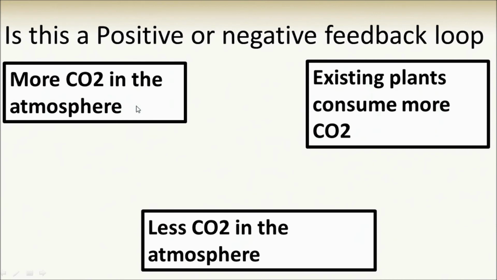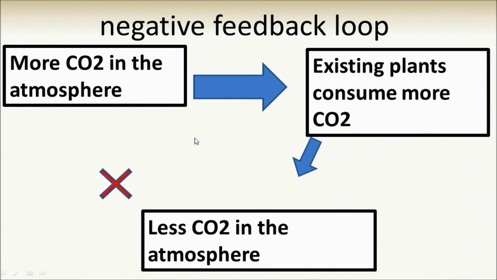So let's do a quick check for understanding. Is this a positive or negative feedback loop? So take a second, decide, do you think it's going to be positive or negative now? Did you get it? This was actually a negative feedback loop, and it might be a little easier if I put arrows in to show that. So you can see more CO2 leads to existing plants consuming more CO2, but that means there's less CO2 in the atmosphere, and it wouldn't lead to more CO2, at least not by itself. You could add other things to cause that.